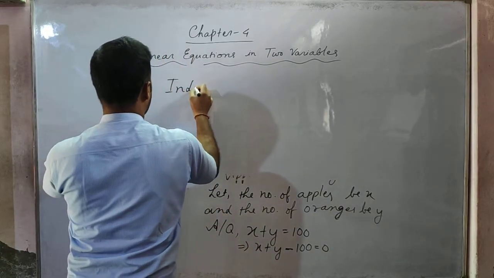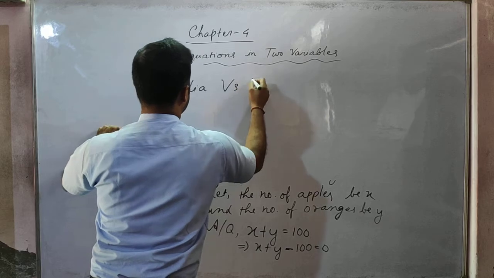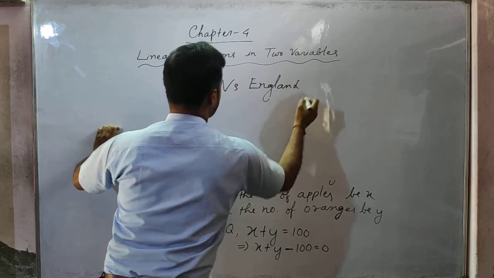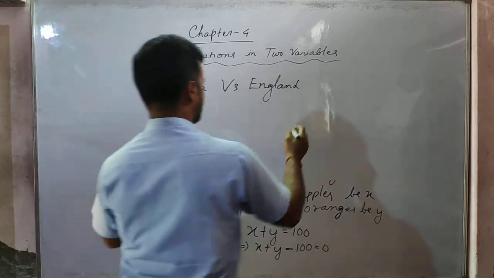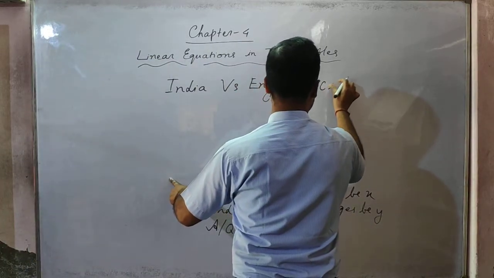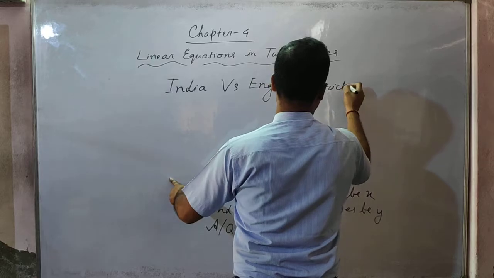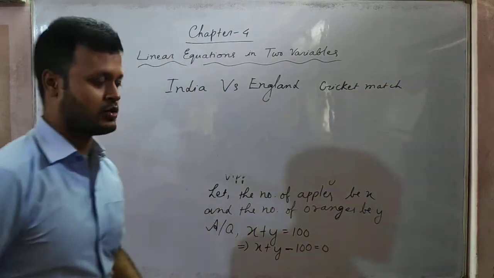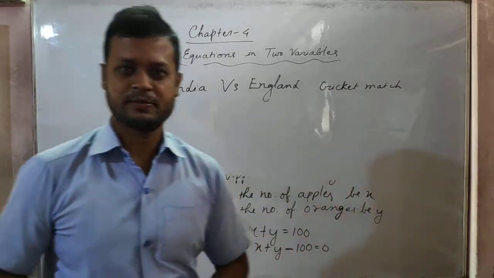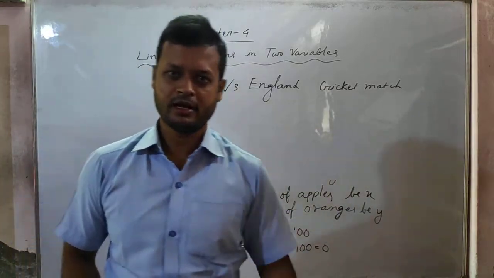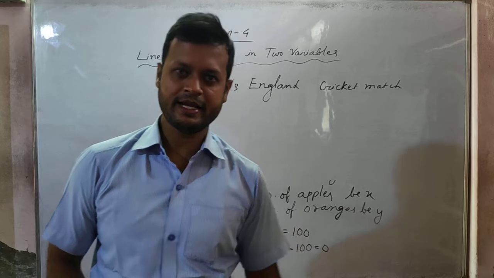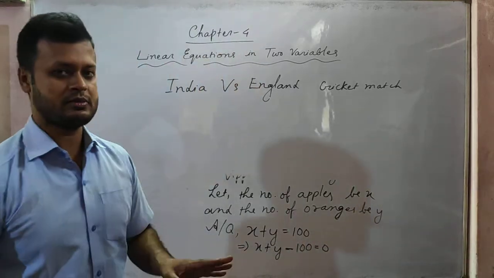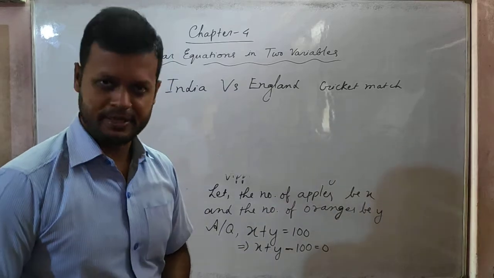India versus England cricket match is going on, and the opening pair of batsmen. Suppose two batsmen have opened for India. India is batting and two opening batsmen have come out to bat, and both of them have a partnership of 150 runs.